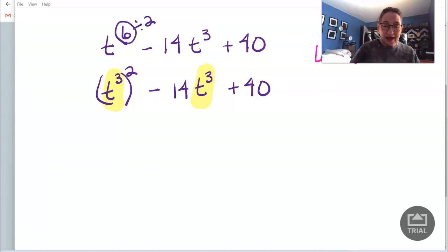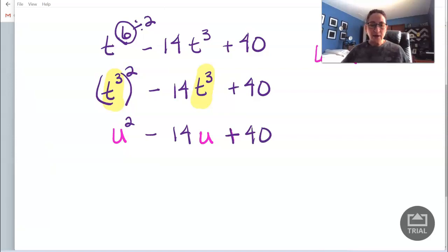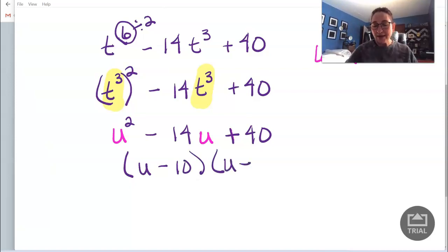So that's going to be u squared minus 14u plus 40. All right, so now that's a little bit easier for our brain to look at. It's more similar to the types of problems you were doing earlier in this section. So I can just factor that. So that's going to be u minus 10, u minus 4.